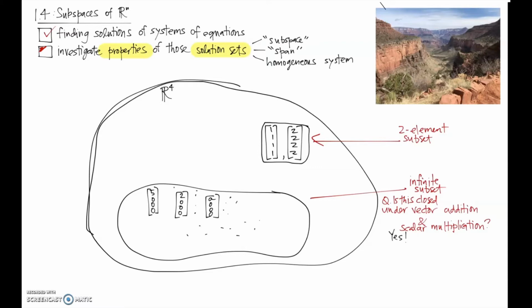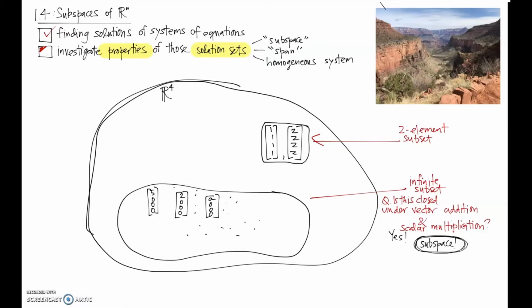And when something is closed under vector addition and scalar multiplication, we call it a vector space. And so this is a vector space, but it's also a subspace, because it's a vector space sitting inside another vector space. So this is a subset.